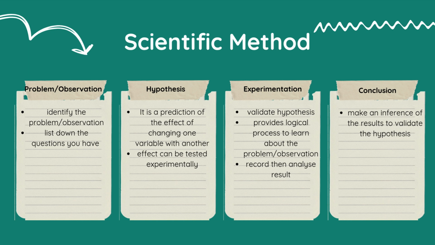Firstly, we'll be finding our problem. The first question you ask yourself is, what do you see? Is there something wrong with it? Yes, nothing is perfect. When you find out what it is, you list down the questions you have about it.